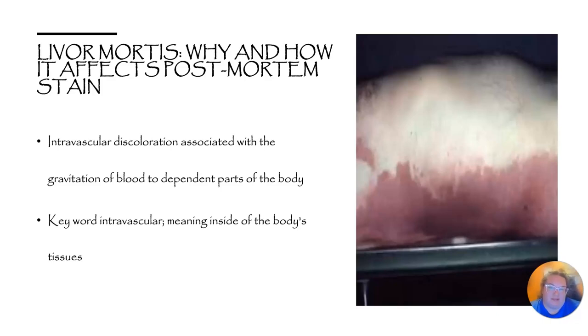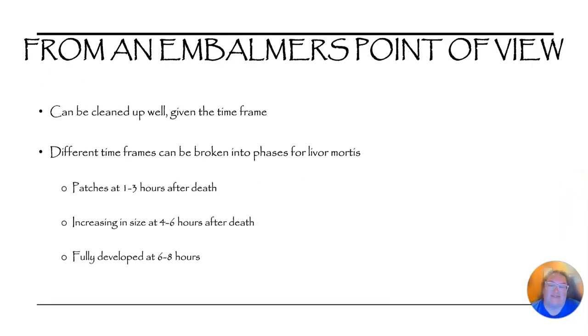Now, we move on to livor mortis. Why and how does this affect postmortem staining? Well, livor mortis is actually an intravascular discoloration associated with the gravitation of blood to dependent parts of the body. Your key word here is intravascular, meaning it's still inside of the body's tissues, which is a good thing, right? Because from an embalmer's point of view, livor mortis can actually be cleaned up pretty well given a good time frame.